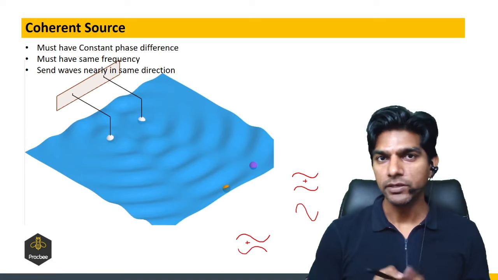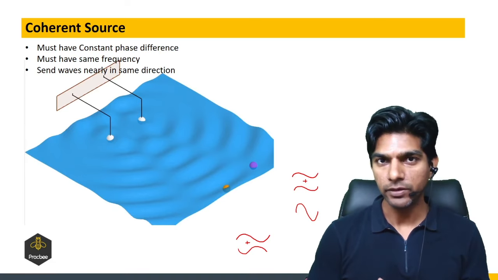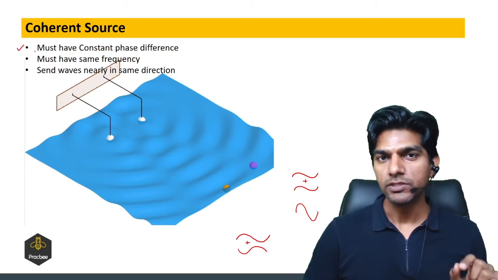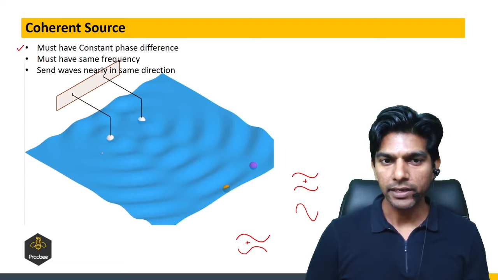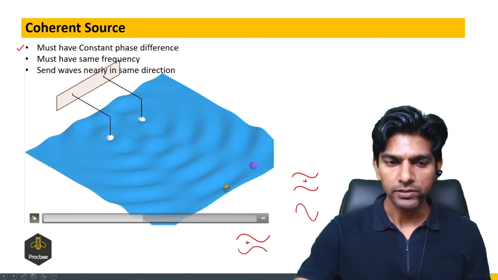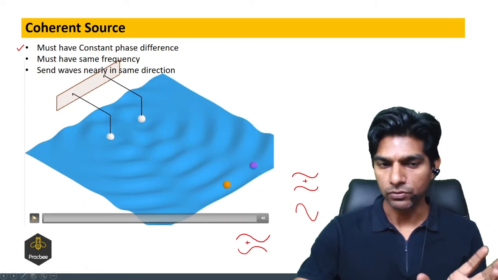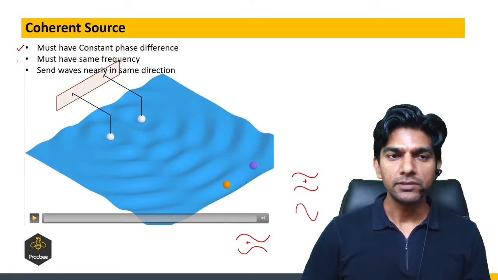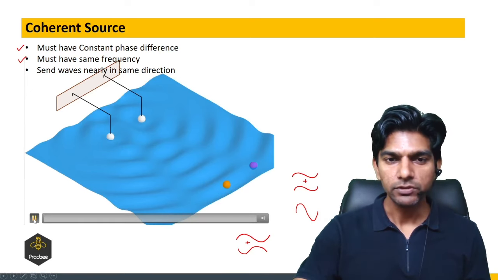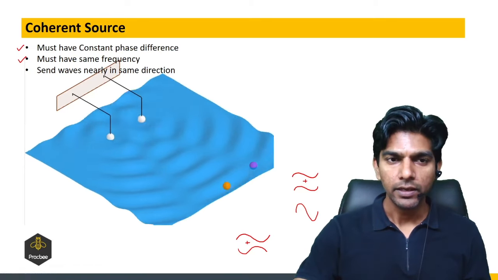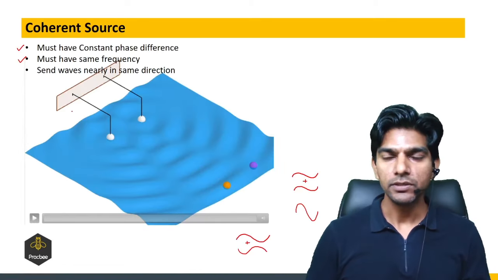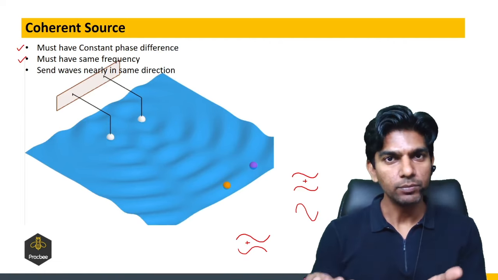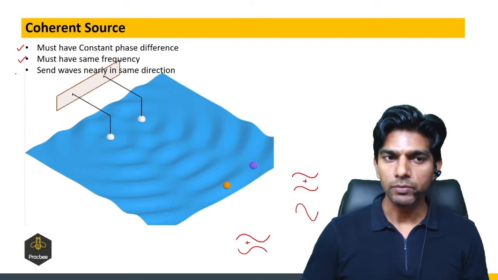So in order to have coherent sources, or in order to have a sustained interference pattern, there are three important conditions. First, both the sources must have a constant phase difference between them. Like in this particular case, these sources are in phase, so there is no phase difference. So we can say the phase difference is zero. So it means it is a constant phase difference, which is zero. The second important condition is they must have the same frequency. Now both these sources are oscillating with the same frequency. And the third important condition is that they should send waves nearly in the same direction so that the waves can reach a point simultaneously and interfere. So we should remember these important conditions.